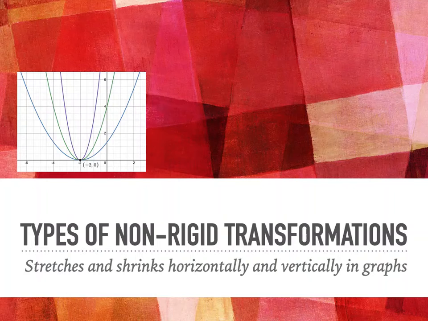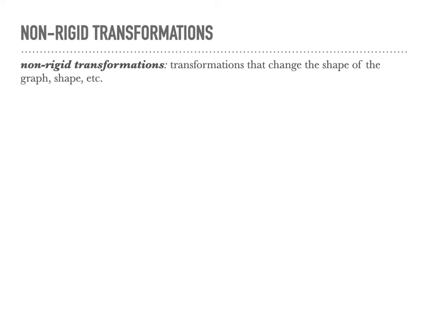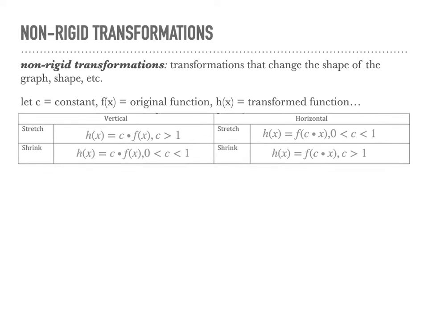Today we'll be discussing the types of non-rigid transformations. Well, what are non-rigid transformations in geometry? Well, there are those that change the shape of the original function's graph. Now let's take a look at vertical stretches and horizontal stretches and shrinks.